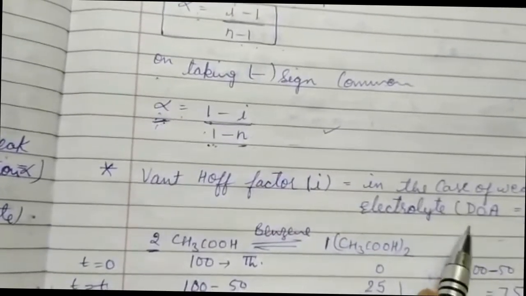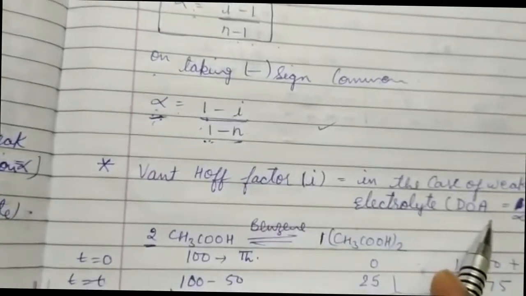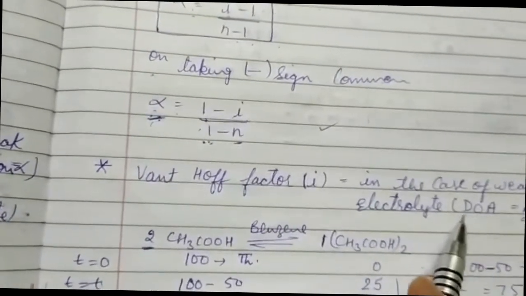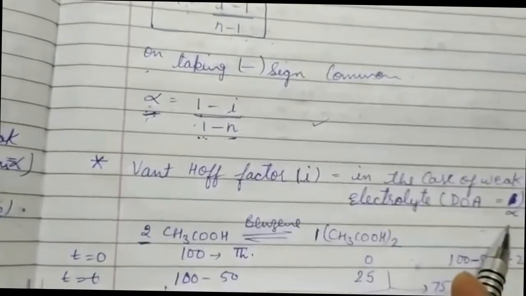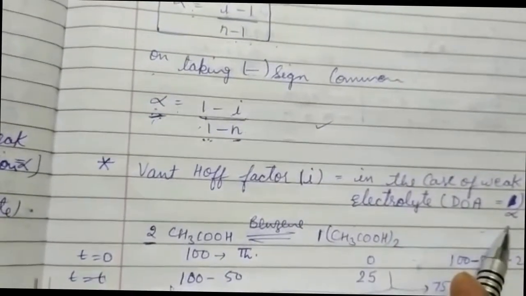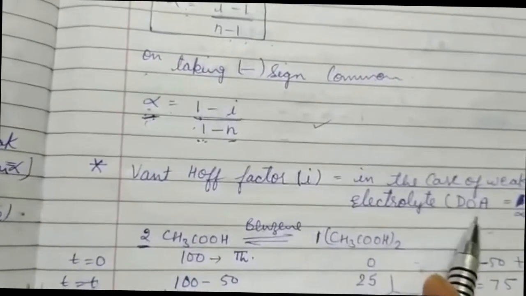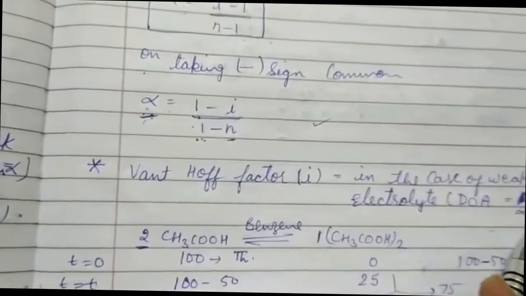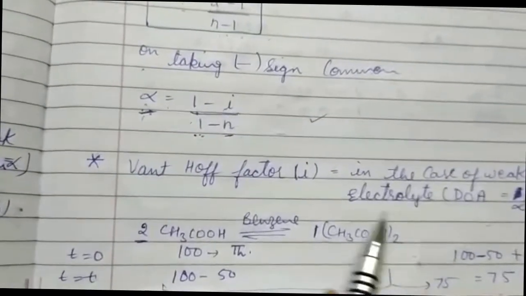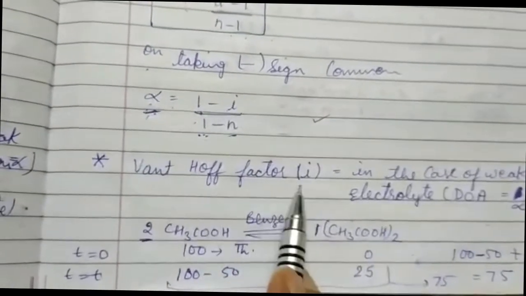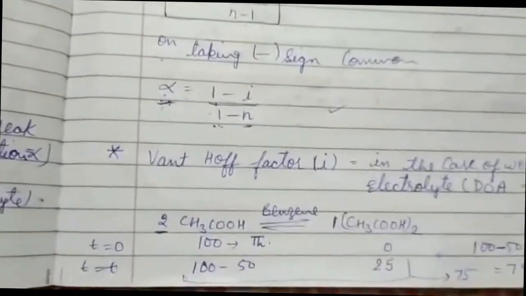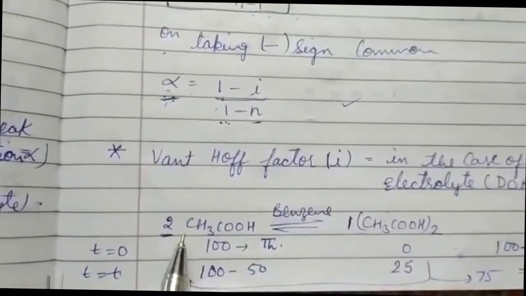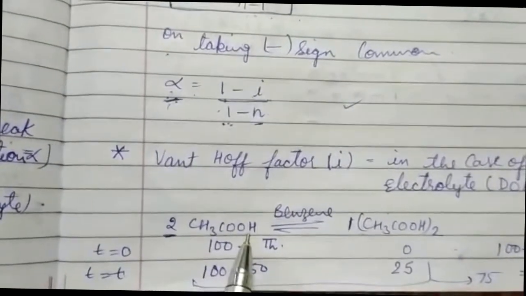Here we have to find out also the degree of association, DOA. The degree of association is also represented by alpha. As we found the degree of dissociation, just like that, we have to find the degree of association alpha. Afterwards, we have to establish a relationship between i, the Van 't Hoff factor, and the degree of association alpha. Let's see how. Suppose we are taking the example of acetic acid.